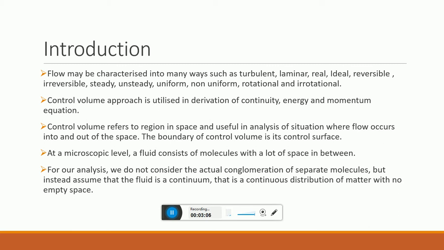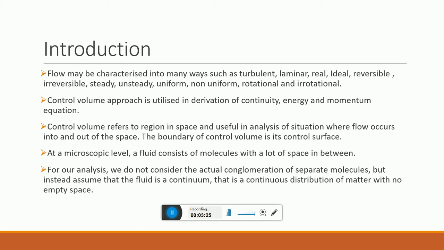Next, we jump into the fluid characteristics. As we said, there are different types of flows. These flows we'll discuss in detail in the upcoming lectures. Each individual flow we'll discuss in detail with a few practical examples that will be eye-opening. Right. So next we go with the control volume.